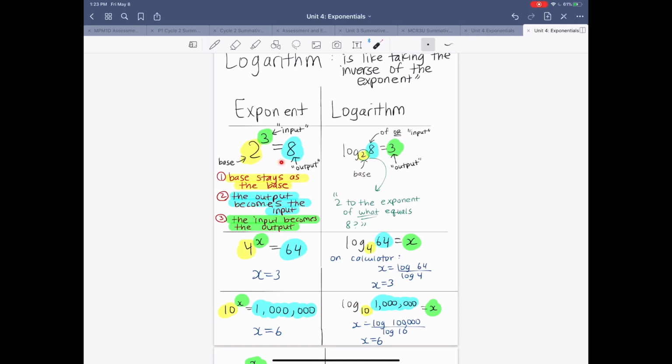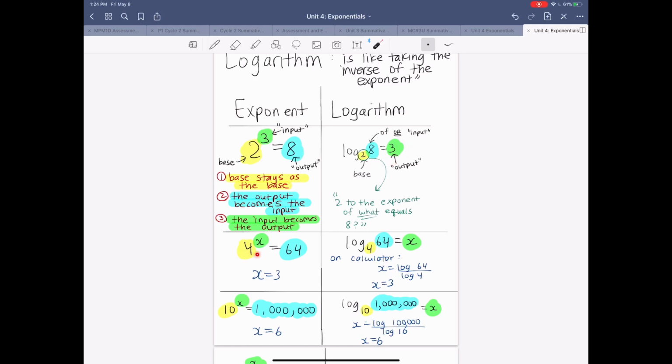See how there is a correlation between the exponent and the logarithm. The way I look at it is the base stays as a base, whether you have the exponent form or the logarithm form. Meanwhile, the output, the answer, becomes the input, because this is what I am taking the log of. And then the input becomes the output: the input, as the exponent, now becomes the output.